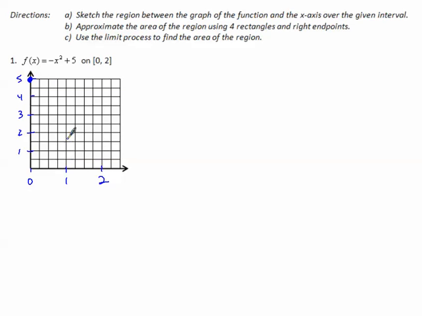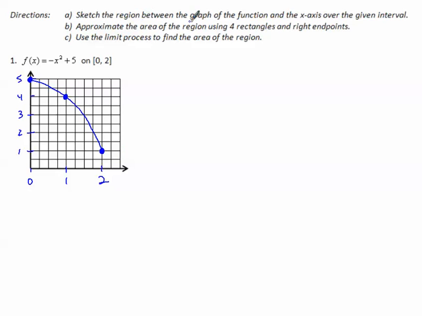1 unit over, it's going to be at 4. And 2 units over, 2 squared is 4. Negative 4 plus 5, that's 1. So that's right here where that ends. So here is the graph of the function on the interval from 0 to 2.